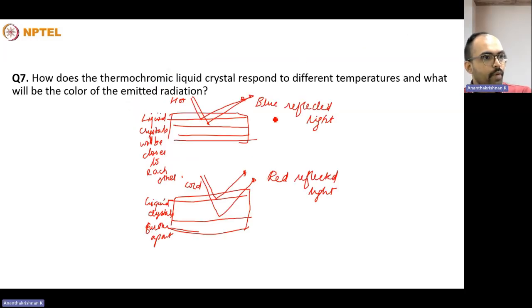We saw a problem on thermochromic liquid crystals, how the temperature variation affects the thermochromic liquid crystal and the radiation that comes out of it.